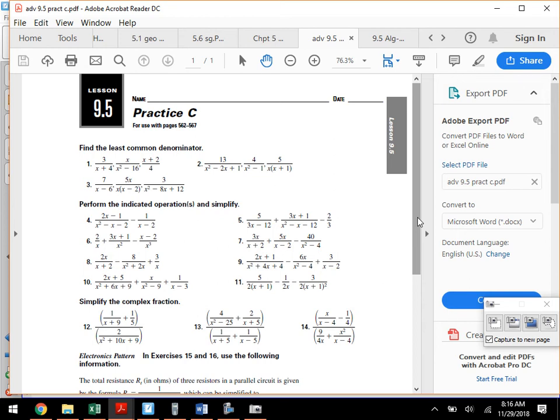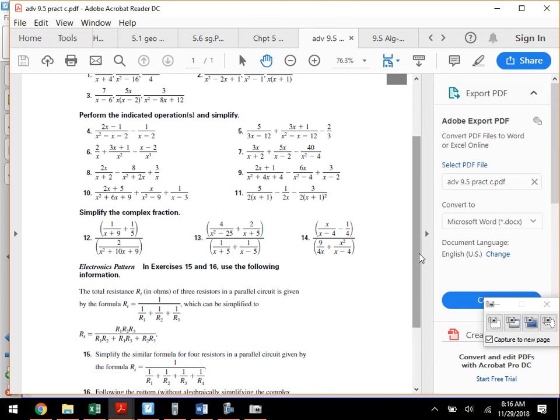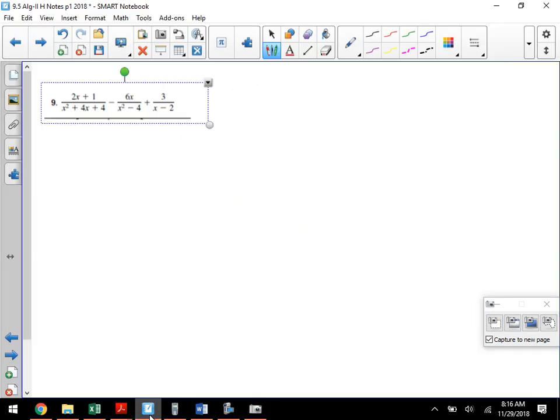It's the practice C. What I want to do is I want to do a couple more of these complex ones, but I want to throw in a couple of the other 3-bys. So let's do this number 9 together. And I'm just going to add, because these take a little bit of time, 8, 10, 12, 13, 14. So we're just going to add those in for tonight.